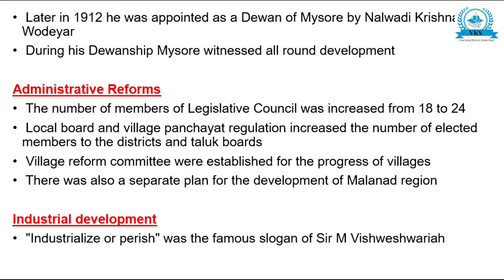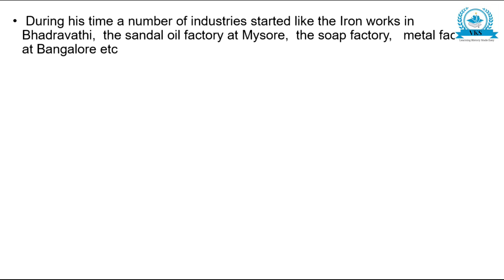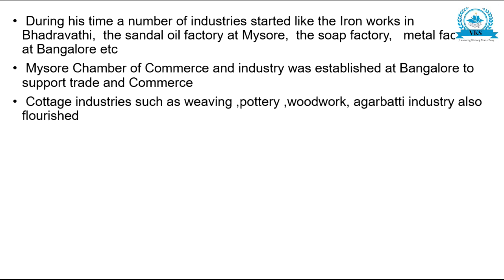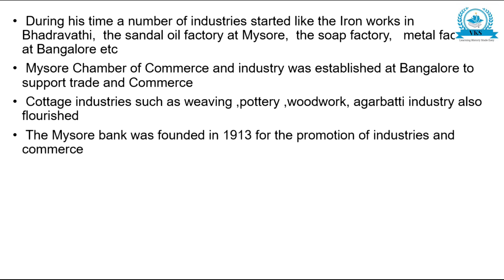Industrial development. Industrialize or perish was the famous slogan of Sir M. Vishweshwaraya. During his time, a number of industries like the iron works in Bhadravati, sandal oil factory at Mysore, soap factory, metal factory at Bangalore, etc. developed. Mysore Chamber of Commerce and Industry was established at Bangalore to support trade and commerce. Cottage industries such as weaving, pottery, woodwork, agarbatti industry also flourished. The Mysore Bank was founded in 1913 for the promotion of industries and commerce.